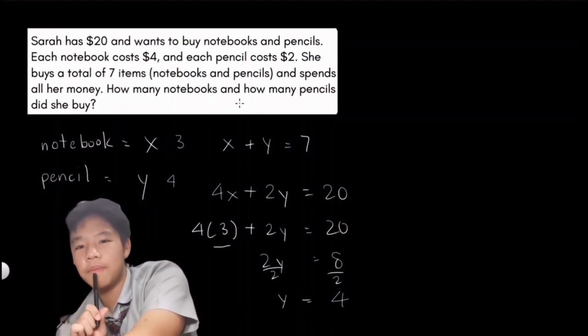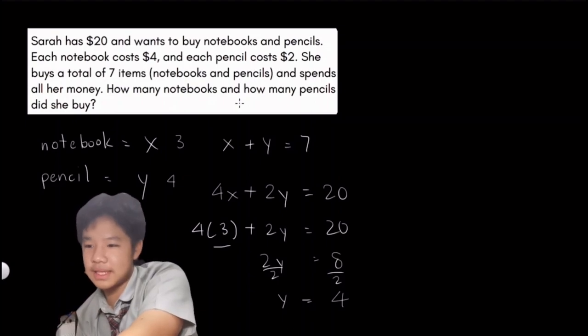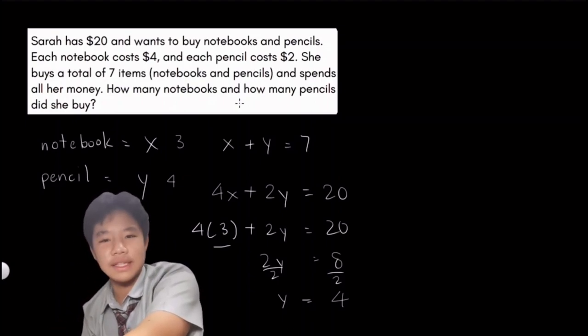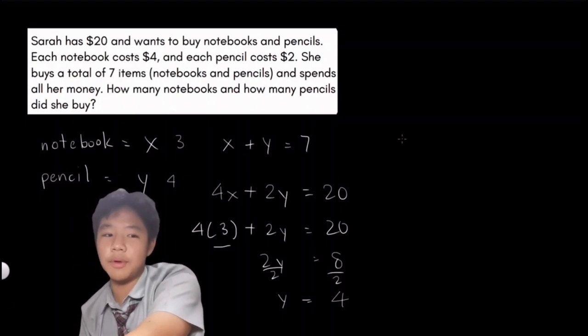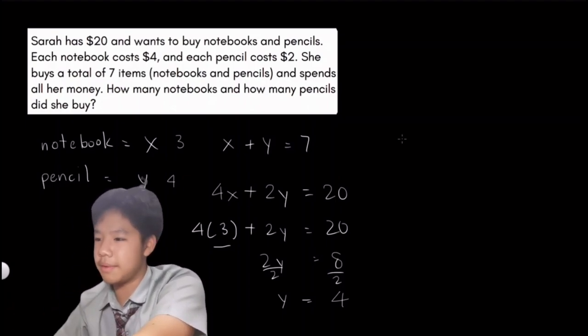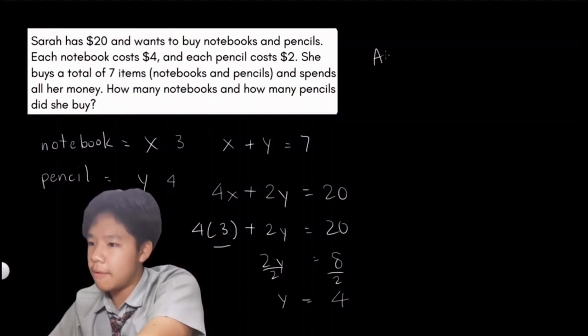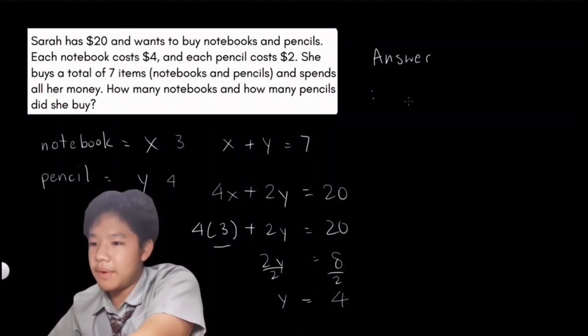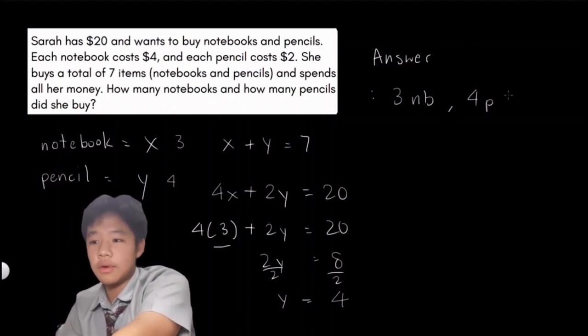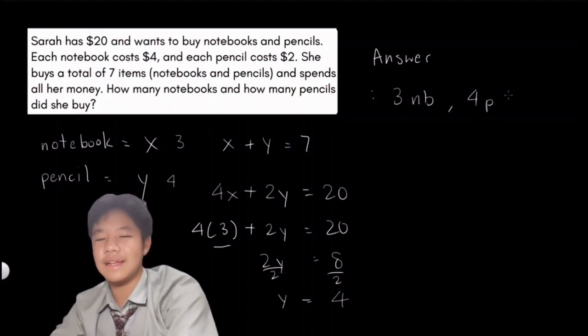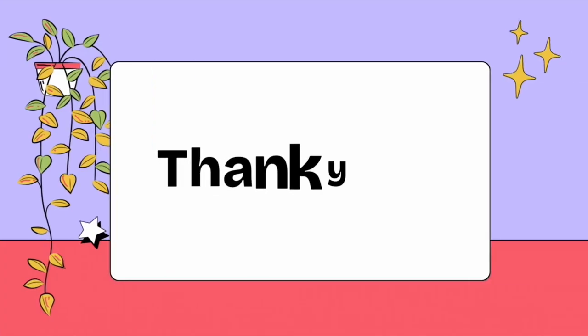And what is 3 plus 4? If you know basic primary maths, then you will know that it is 7, the answer that we are looking for. So, as I said, relatively simple, but requires a tad bit of luck for this method. So, our final answer is Sarah bought 3 notebooks and 4 pencils. So, yeah, that's the answer to this question. Thank you.